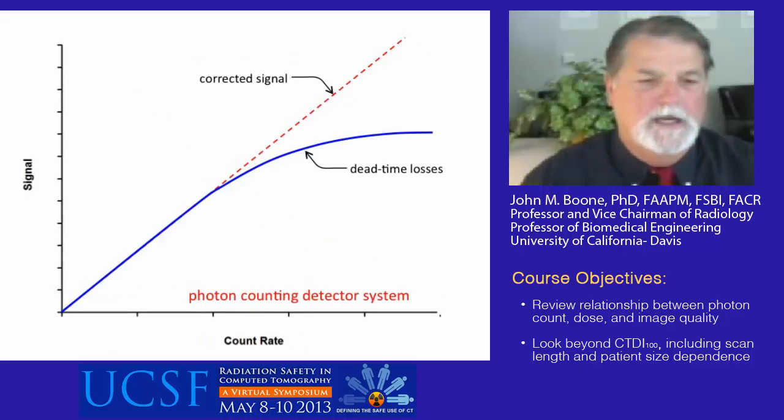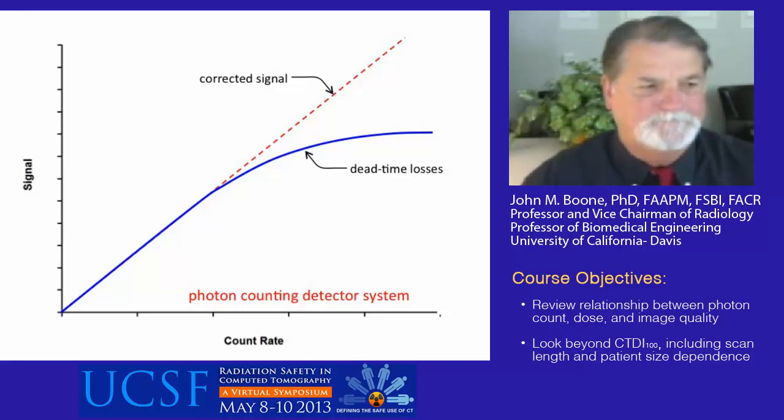One of the limitations of photon counting detector systems, however, is that they tend to become paralyzed at high count rates, and you have these dead time losses, so the actual signal might extend as this dotted red line, but you would be measuring essentially a signal corresponding to the solid blue line.